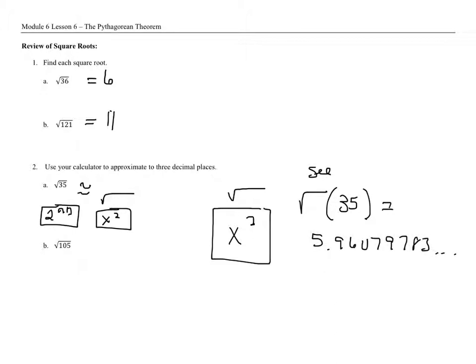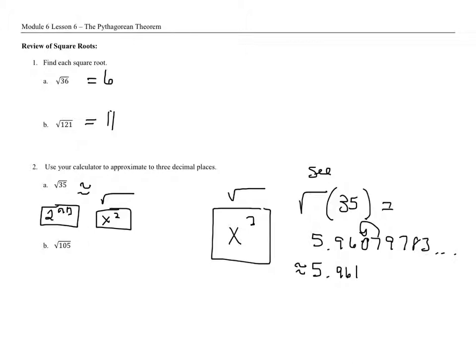And it turns out to be 5.916079783, yada, yada, yada. That means it goes on forever and ever. And we want to go to 3 decimal places. So the 7 makes the 0 go to a 1. So this is approximately equal to 5.961. It's the square root of 35, and we're not shocked that it's near 6.